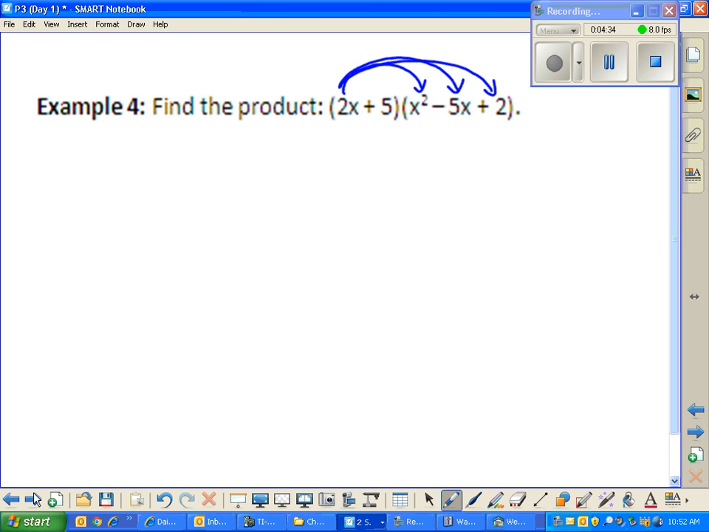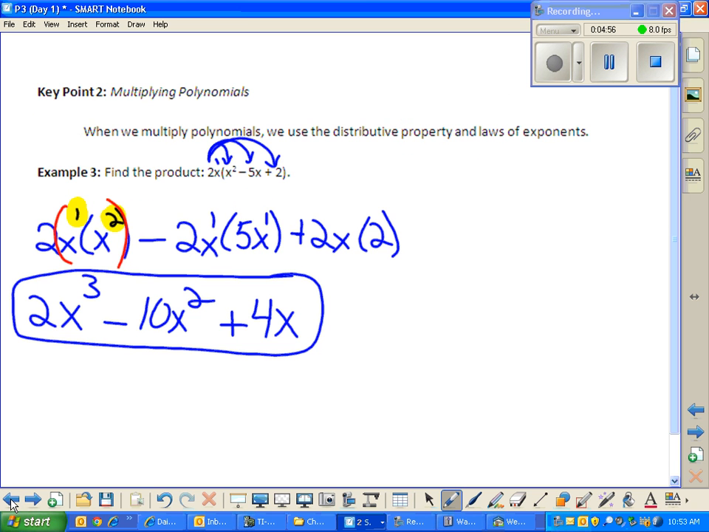For the second part of the problem, I'm then going to have to distribute the 5 in as well. So here's how that's going to look. When I distributed the 2x into the same trinomial in the previous problem, I did get 2x to the third minus 10x squared plus 4x. You might recall that from that previous example right there.